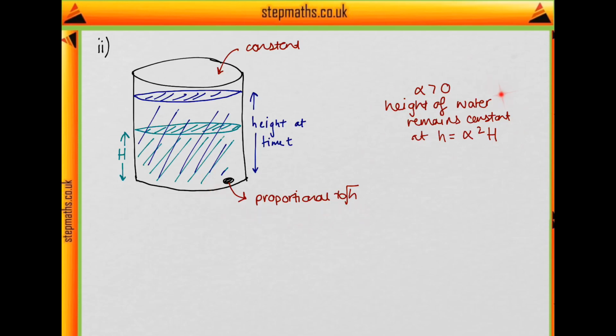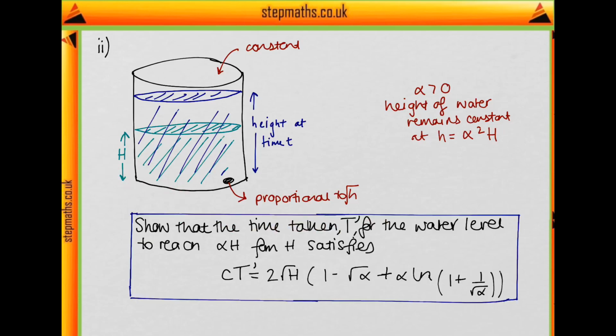And we have the same condition that the height of water remains constant when the height of the water is alpha squared times big H, where big H is the initial height of the water. So we're asked now to show that the time taken t dash for the water level to reach alpha H from H satisfies this equation here.